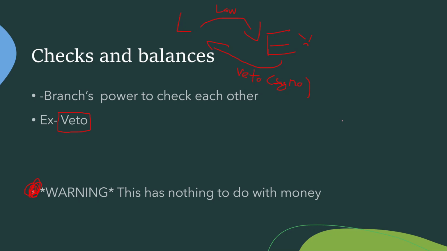So, if I see two branches in a question, every time, it's going to be checks and balances. If I see executive, legislative, checks and balances. I see judicial, legislative, checks and balances. Judicial, executive, checks and balances. Anytime you see two. If you see three, it's probably separation of powers. If it's three, you need to look at the question. But if it's only two, it's going to be checks and balances, okay?